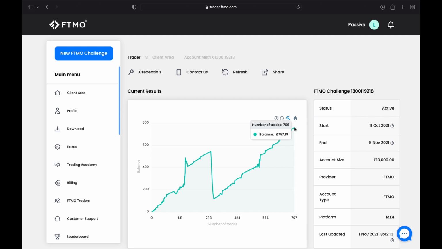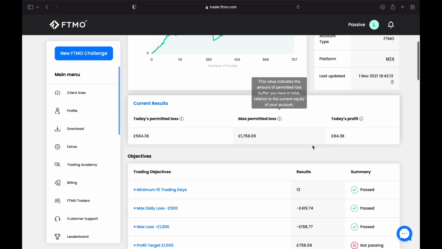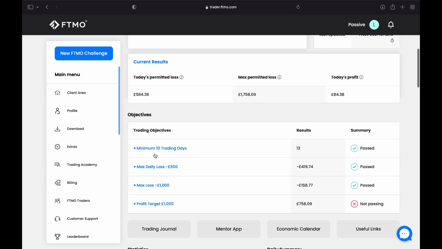So we are currently at 706 trades and £757. You can see our trading objectives there. So a minimum of 10 days and we've traded for 13. Max daily loss of 500, we've hit 419. Max loss of 1,000, we've hit 158. And a profit target of 1,000 and we are at £758.